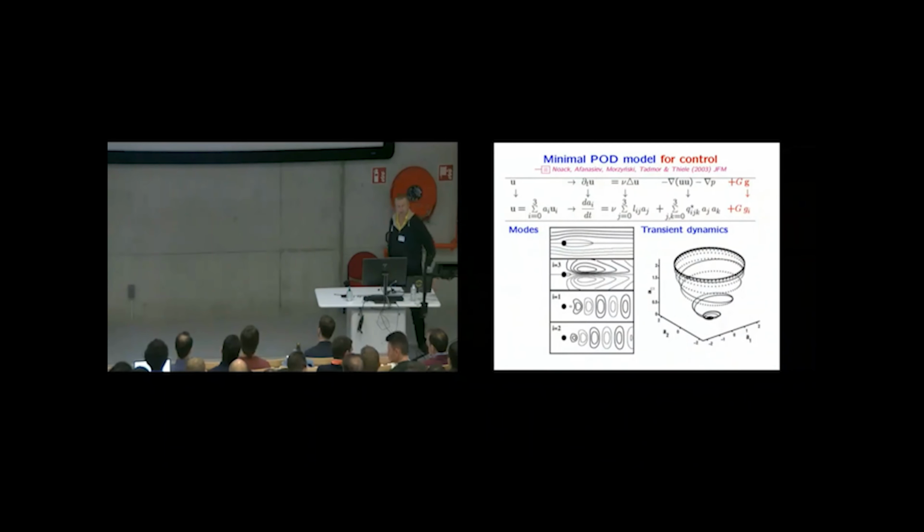Now we go to our Galerkin model. I've shown you already our low-dimensional Galerkin model. It has 2 POD modes, a shift mode, and the steady solution.